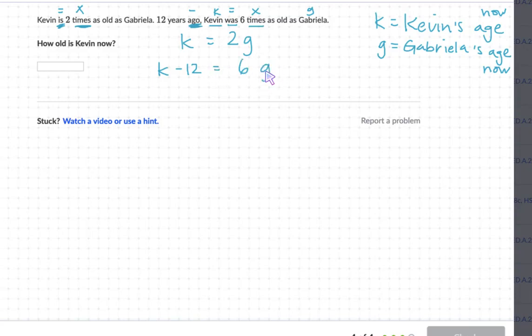Now here, this one is tricky, okay? This is 12 years ago for both of them. So 12 years ago, it's K minus 12. 12 years ago, it's G minus 12 as well.